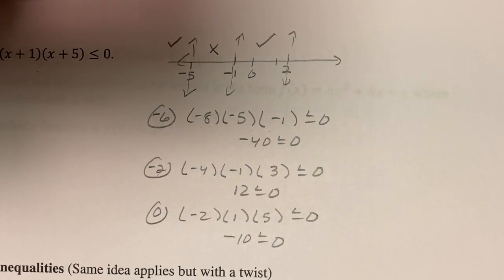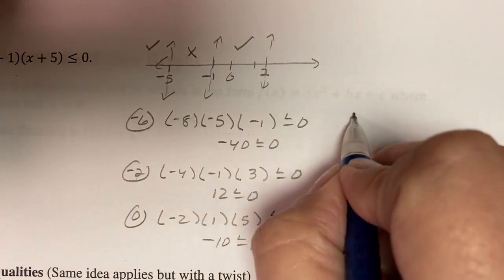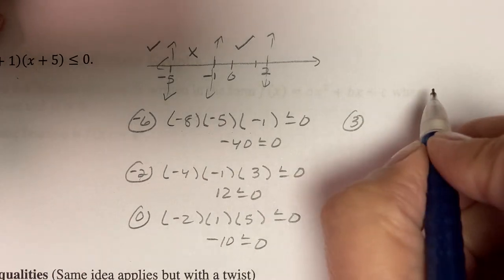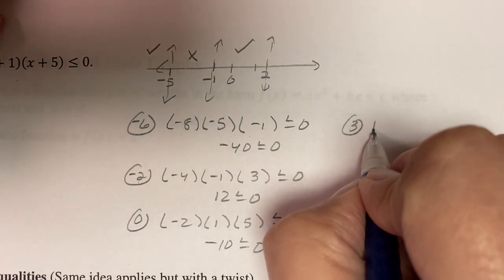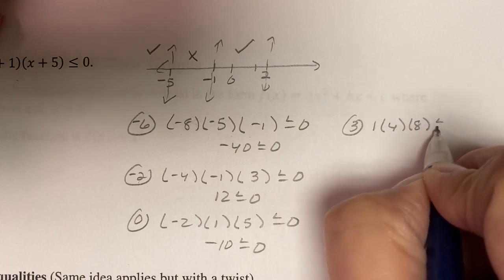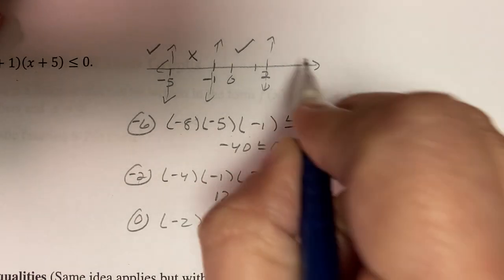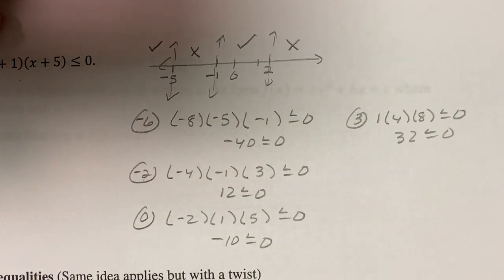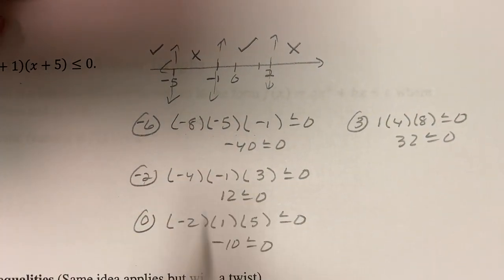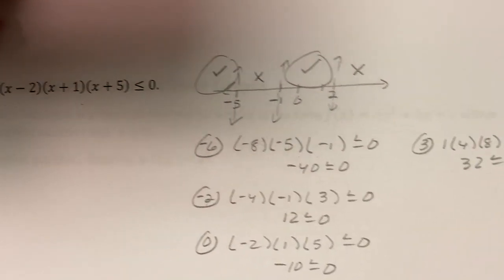And finally, why don't we plug in something from this region. Let's go with a 3. If I plug a 3 into each set of parentheses, I'm going to get a 1 times a 4 times an 8. Is that less than or equal to 0? No, it's not. So that's going to be an X. So these two regions are going to be my solution set.